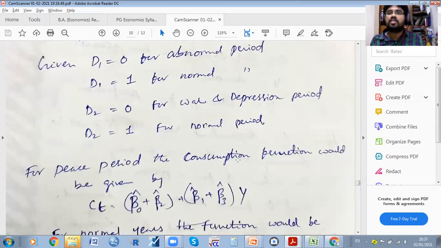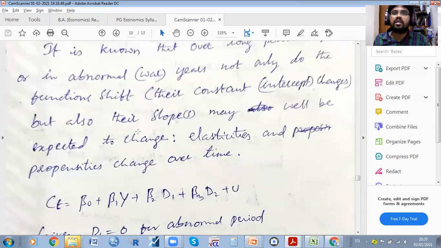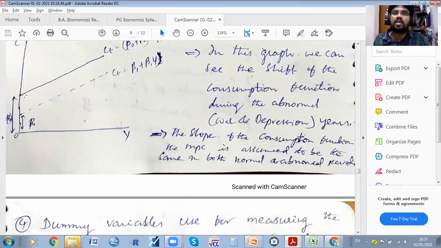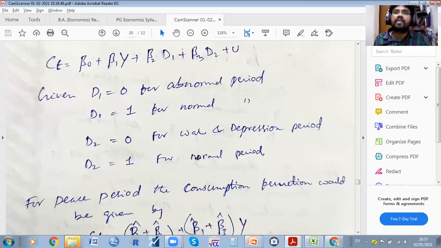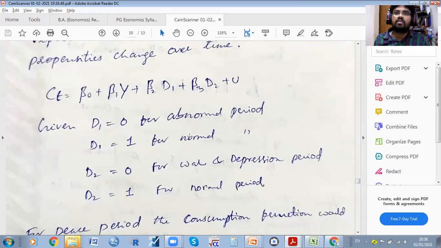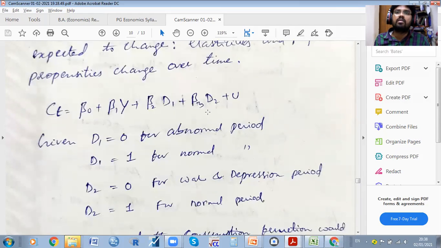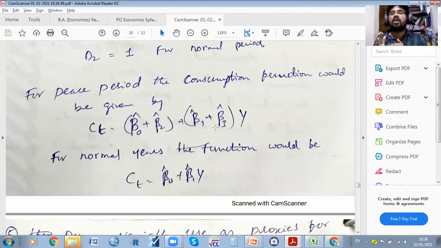So for the peace period, the consumption function would be given, for example, Ct is equal to beta 0 plus beta 2. As we calculated, when we add the coefficient from the intercept value, beta 0 plus beta 2, then for the other dummy variable it gives beta 1 plus beta 3. Here beta 1 is the slope of income, and beta 3 is the slope of war. So we can add them: due to change in income, and due to change in war, how much it can impact the expenditure.